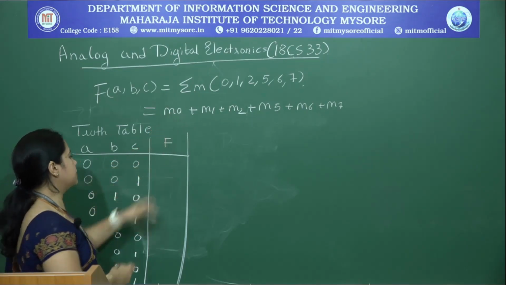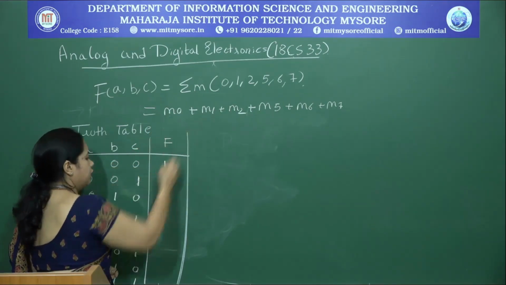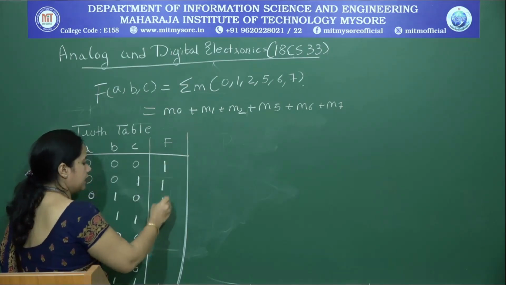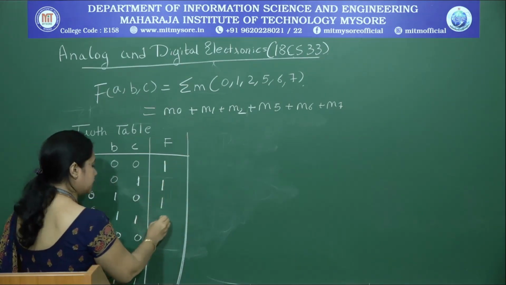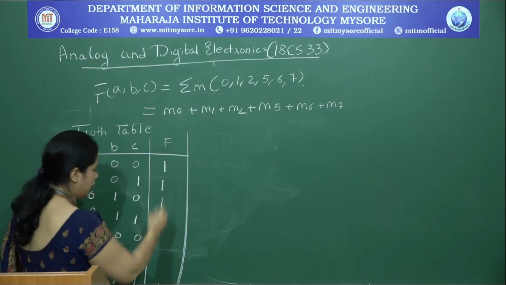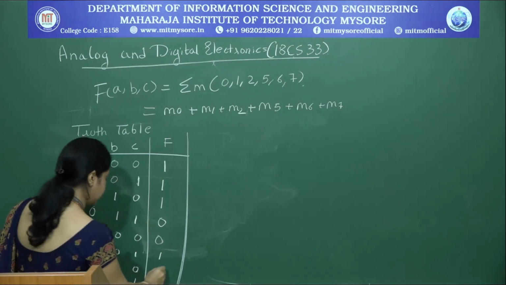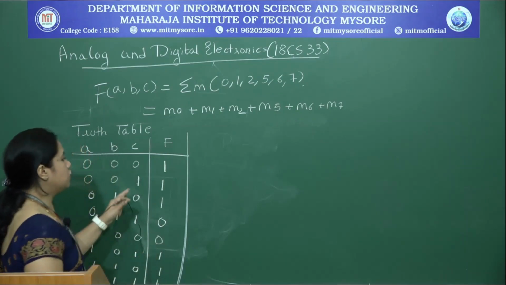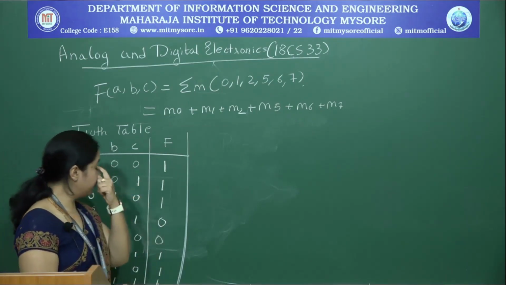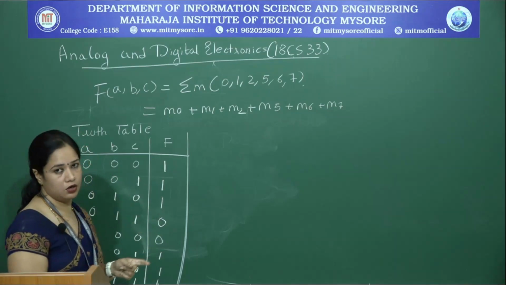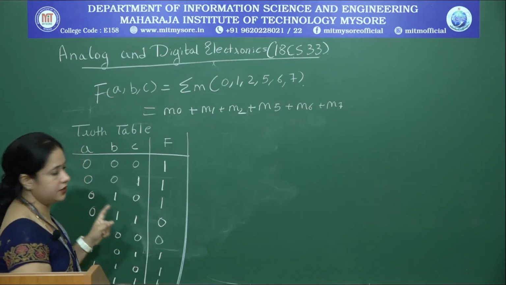If you can see, M0 is present, I will put a 1; M1 is present, 1; M2 is present, 1; M3 is not there, we will put a 0; M4 is not there, put a 0; M5 is there, put a 1; M6 is there, put a 1; and M7. So, at this point we can comfortably convert it into a Boolean expression containing literals.